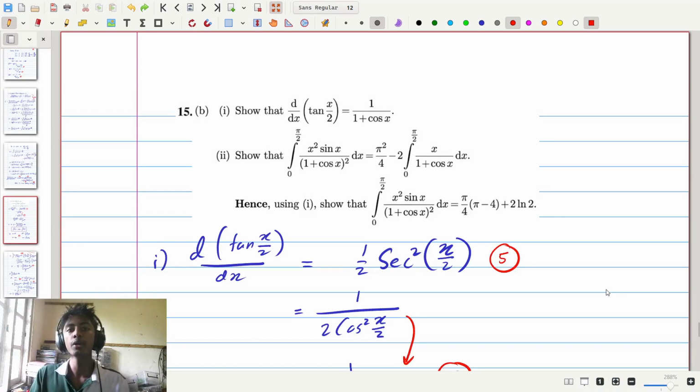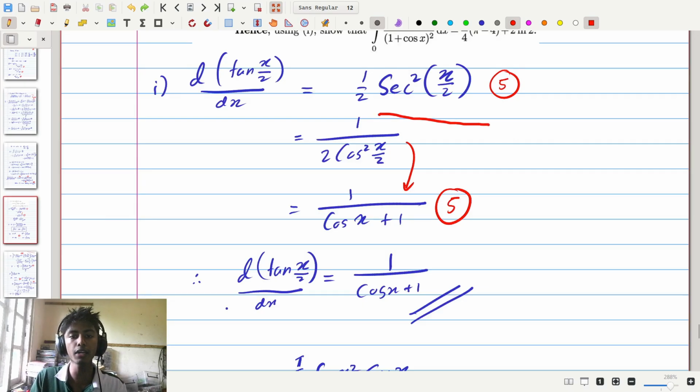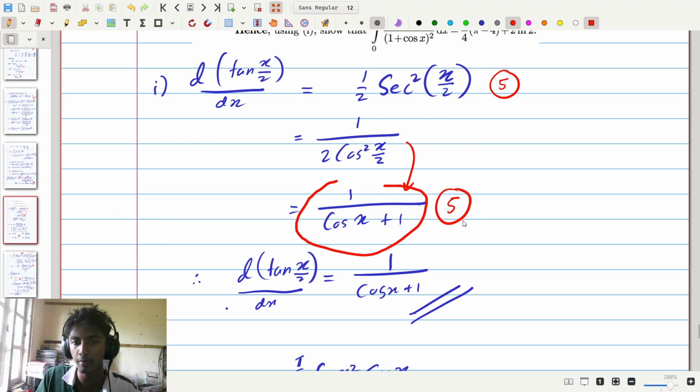So at the start of the question, when you find the derivative of tan of x over 2 correctly as half secant squared of x over 2, you get 5 marks. After that, when you apply the double angle formula and convert it into 1 divided by cos x plus 1, you get another 5 marks.